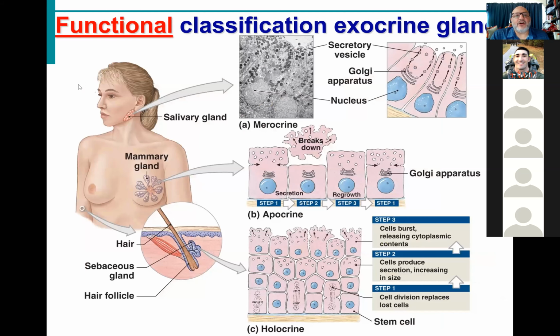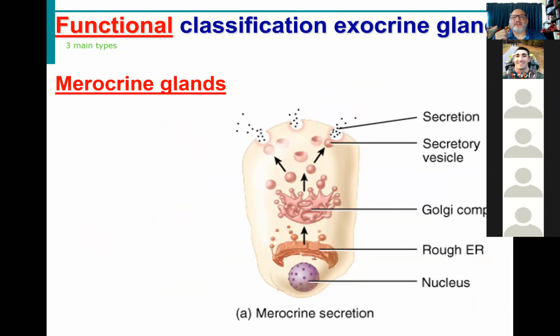Excellent. Let's talk then about the functional classifications. The good news, there are only 3 main types of functional classification. So there are 8 we need to learn for structural, but there's only 3 we need to learn for functional. And let's look at the pretty pictures for this to make some sense of this.